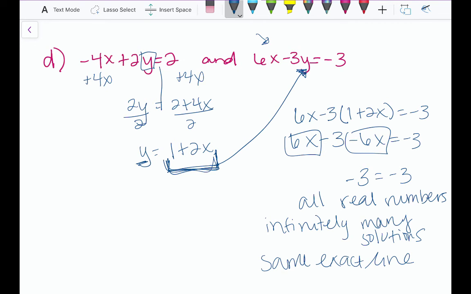So again, make sure you understand that there's one solution or no solutions or infinitely many solutions for a system of equations, and now you know how to solve by substituting.